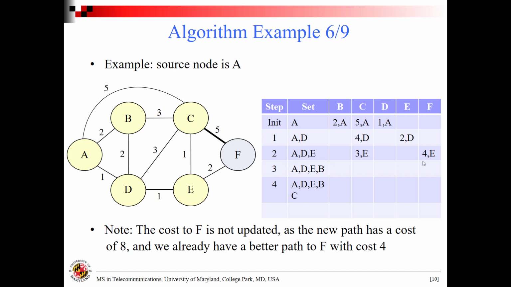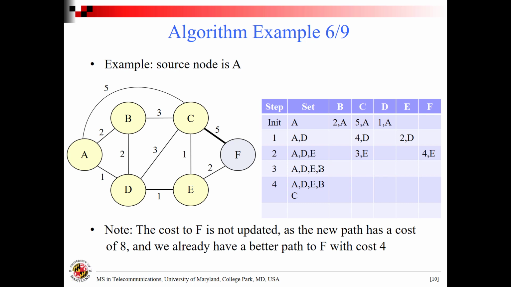And if you look at destination F, we already have a path of cost 4, which is definitely better than a path of cost 8. So again, we will not update the table, because this is the case when we have discovered a path which is worse than our current best path. So we will just ignore it.